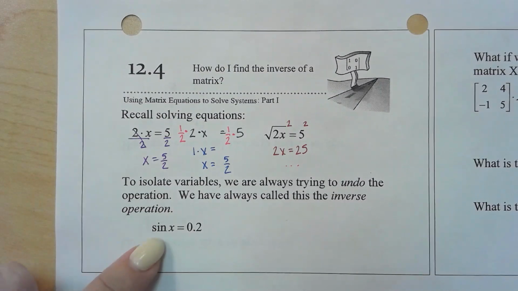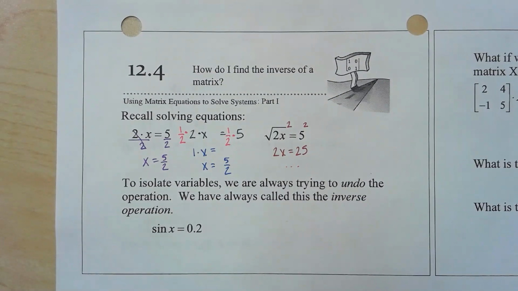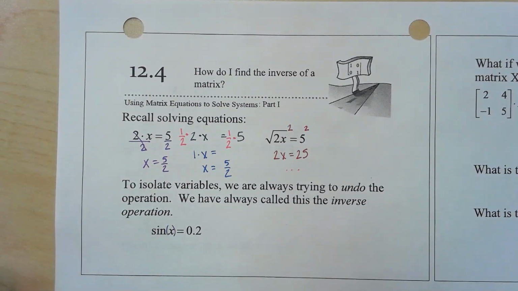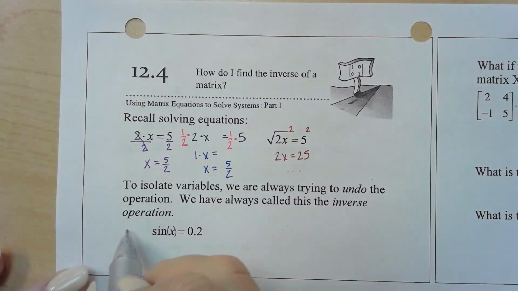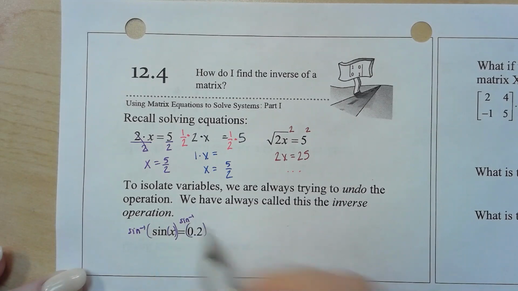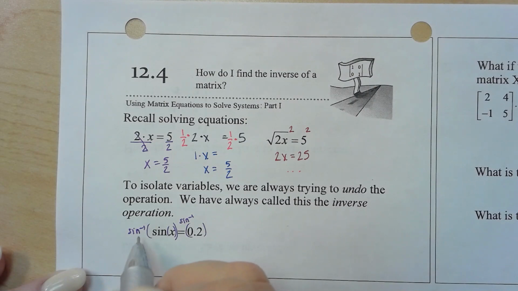Like this one. If it says the sine of x equals 0.2, how do we undo the sine? Well, it doesn't say sine times x, so we're not dividing by sine. What we've known since geometry is that we can take the inverse sine of both sides. How do we find the inverse of sine? It's just called the inverse of sine. And when we take the inverse of the original, they undo each other, and we're just left with x.